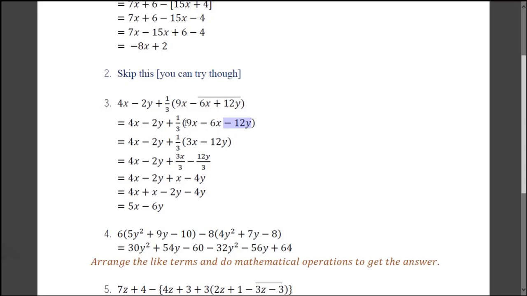Now in this line, you can see that 9x and 6x, they are the like terms. So you perform mathematical operation. So 9 minus 6, it will be 3x, okay, minus 12y. So after this, you have to open the bracket. And remember, this is your fraction 1 by 3, which means this fraction will multiply with both these numbers, okay.